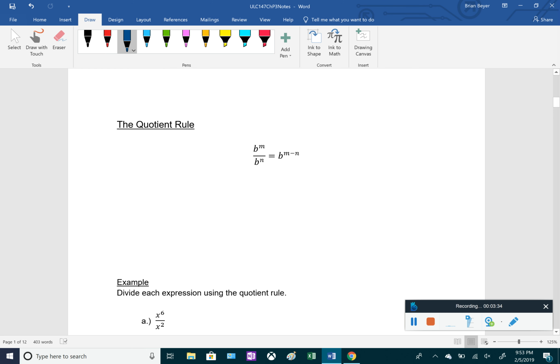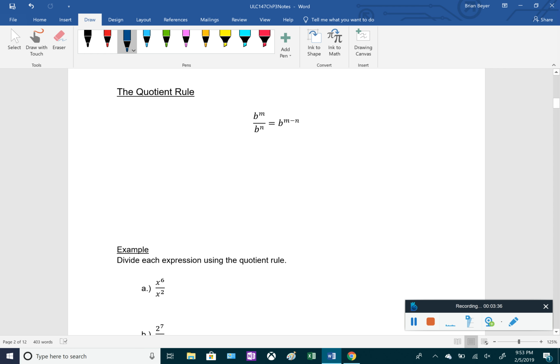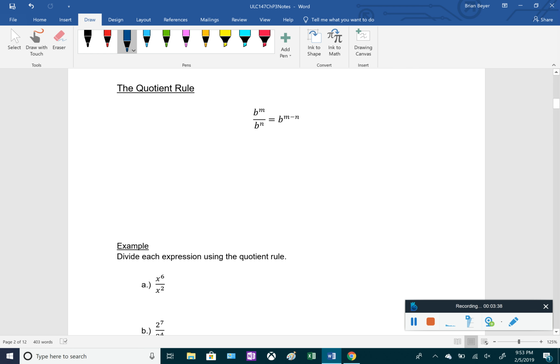Okay, so that's the product rule. The next thing is going to be the quotient rule. It's pretty similar. When we were multiplying common bases, we add the exponents. When we divide common bases, we subtract the exponents. So if we have b to the m over b to the n, combine it into one base, which would be b to the m minus n. Whatever is in the denominator is getting subtracted. So let's see why that is.